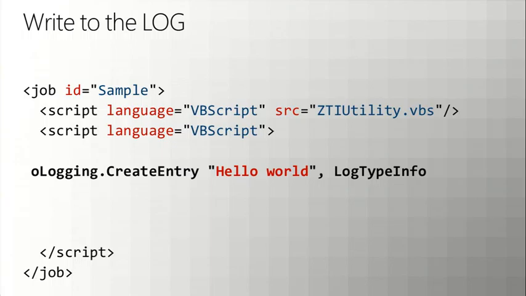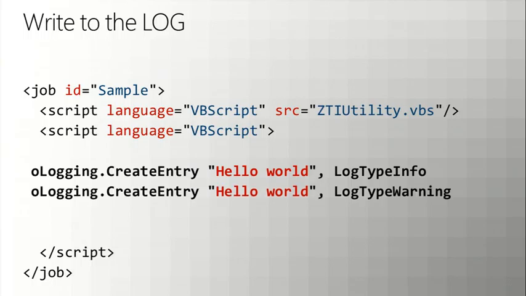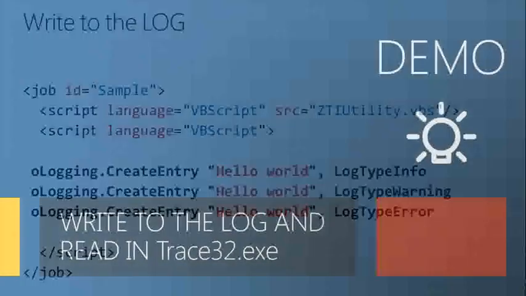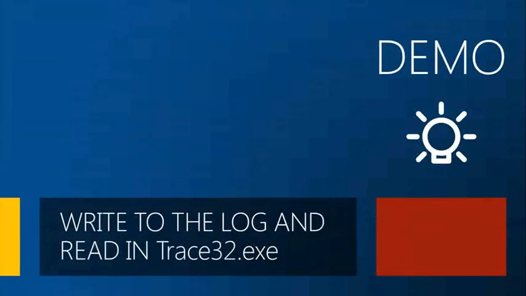The first thing you should probably learn how to do to write to log files is to write using CreateEntry. CreateEntry is an intrinsic function available through the ZTIUtility library, which is the main library function made available by MDT. We can write info, warnings, and error entries that we want to persist inside MDT and write to the log file. Let's actually try running this here.